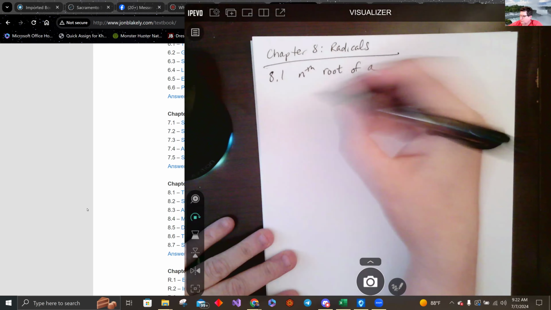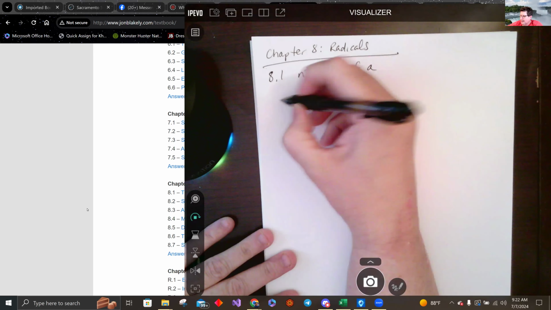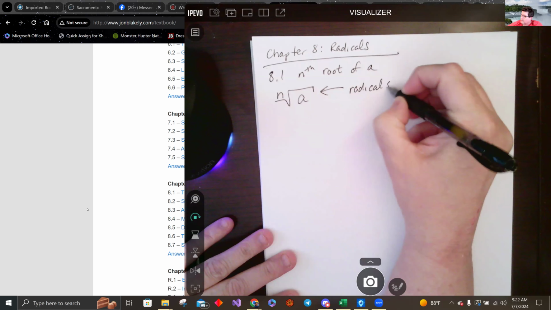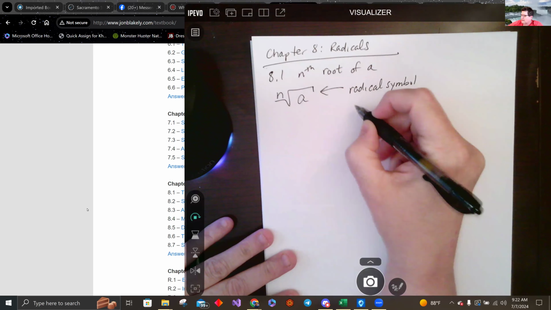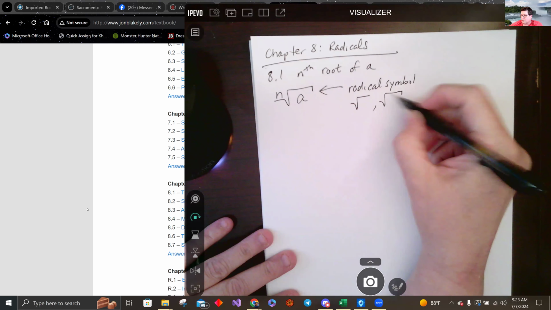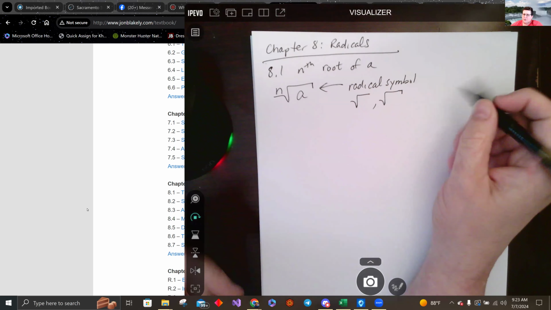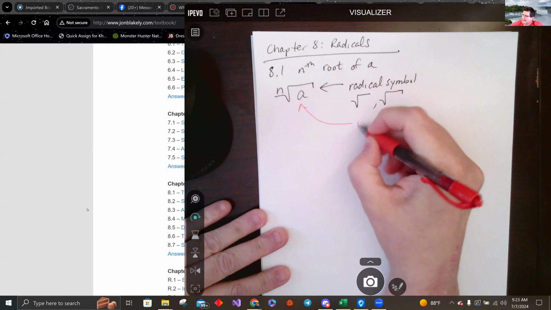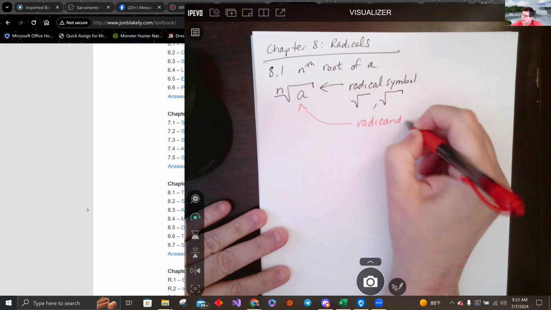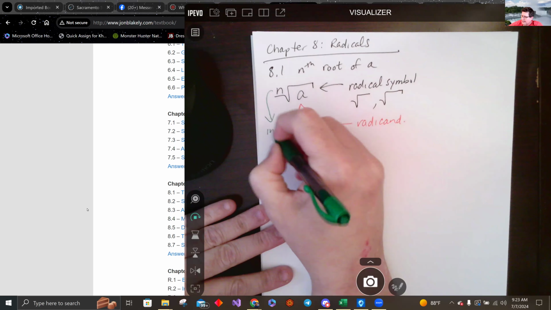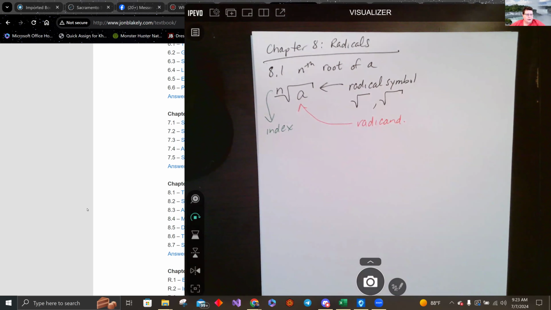So radicals, we have something like this. This symbol right here is called the radical symbol. I tend to put the little thing at the end to show a drop down, like an eave on a house. It shows where it ends. What's inside is called the radicand. That's our A. And the N out front is called the index. Okay.